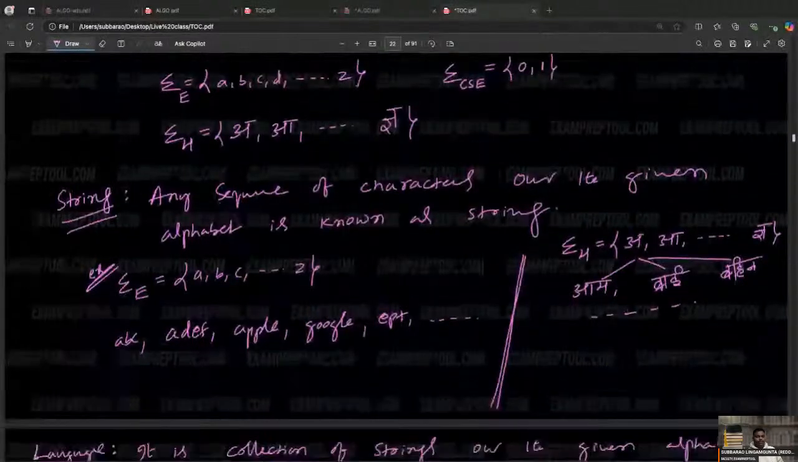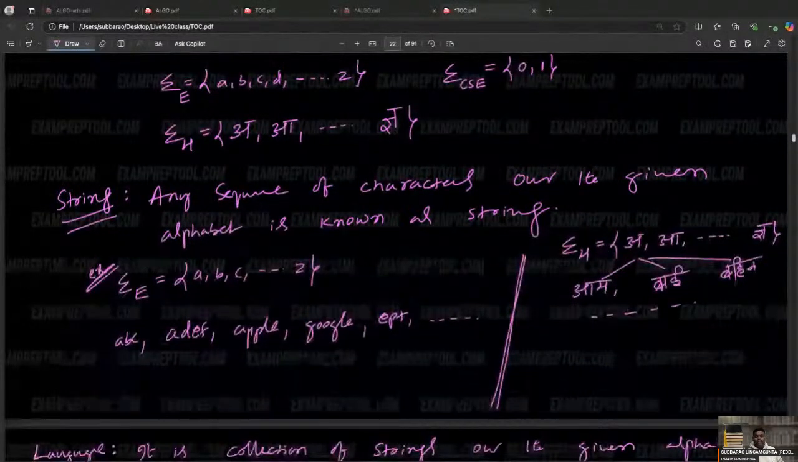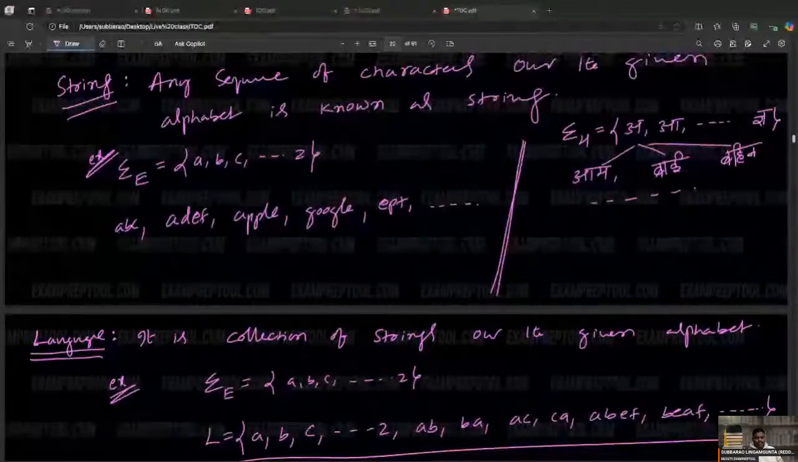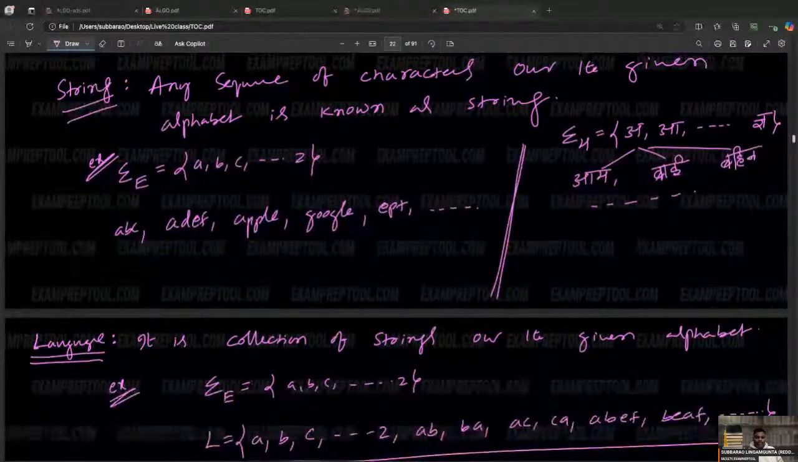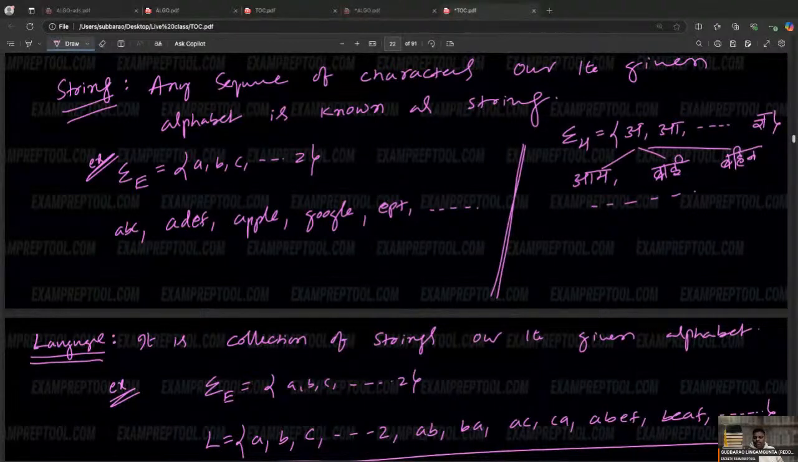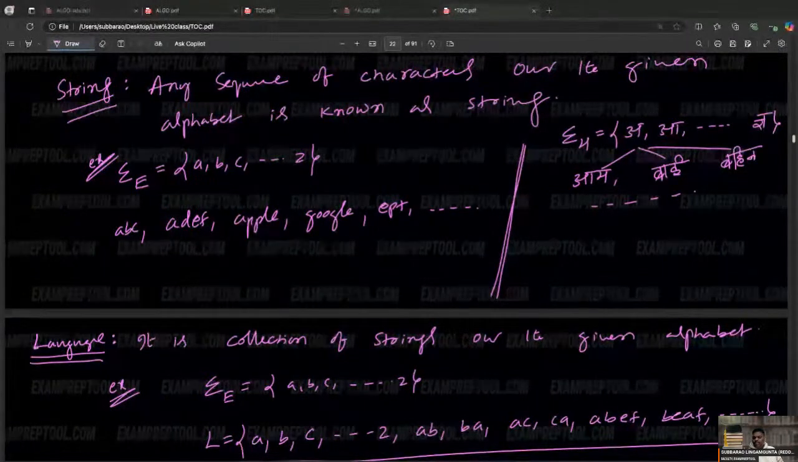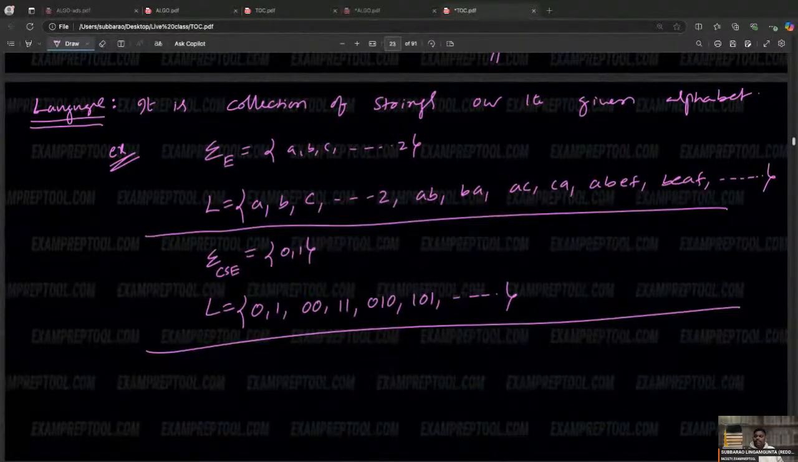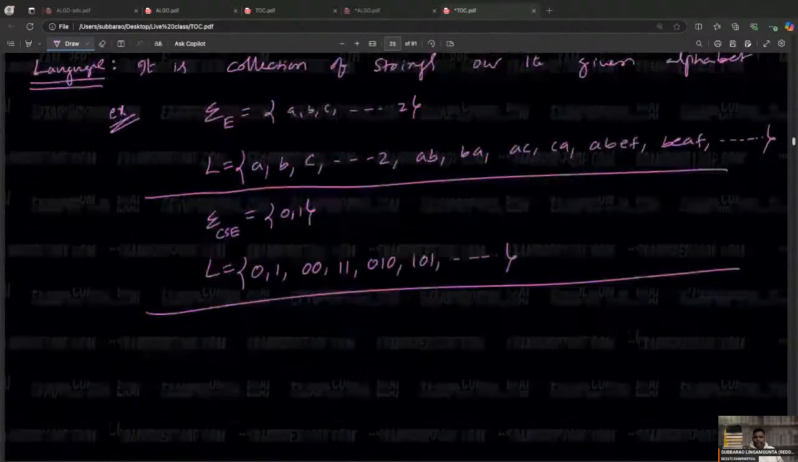Okay. So every language has an alphabet. Any sequence of characters over that alphabet is known as a string. Sigma is equal to this one: A, B, C, D, E, F, something like that. Hindi also has some strings. Next one. A language is a collection of strings over the given alphabet. I have written that also. Okay, perfect.